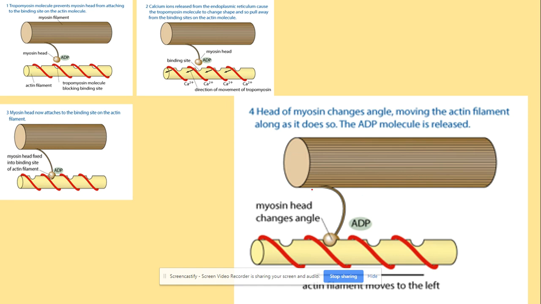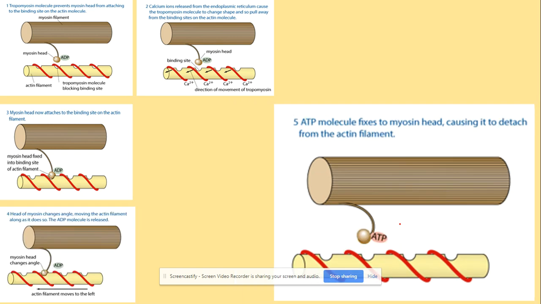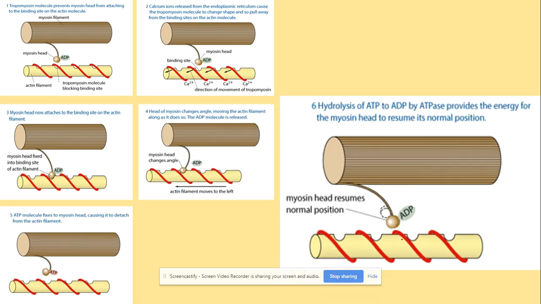Why? Because this is now the moment when the myosin head can change its angle, so it can move the actin filament along it. Once this is taking place, the ADP molecule is released. So the ADP molecule was released, but what comes along is ATP. So ATP molecule will fix to the myosin head, causing it now to detach. So the job was done. The head has pulled the actin filament, so now it can detach thanks to ATP. So it's going to detach.